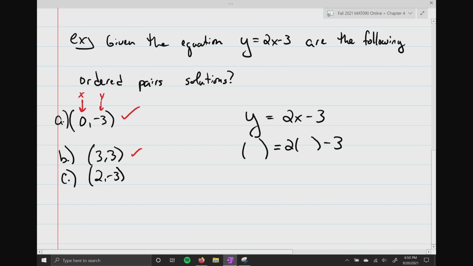So for x, I substitute in a 2. For y, I substitute in negative 3. So on the left-hand side, I get negative 3. But on the right-hand side, I'm going to get 2 times 2, which is 4, minus 3. And we know negative 3 does not equal 1. Therefore, that point 2 comma negative 3 is not going to be on our line, which means it is not a solution.